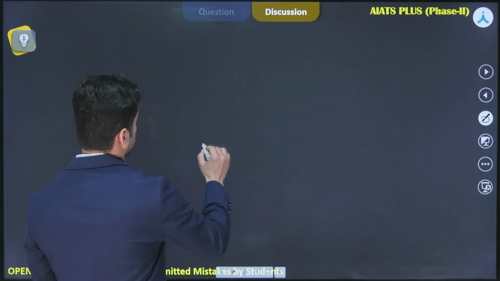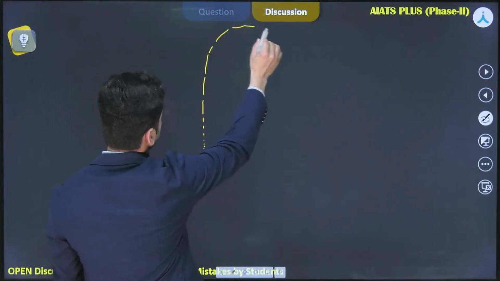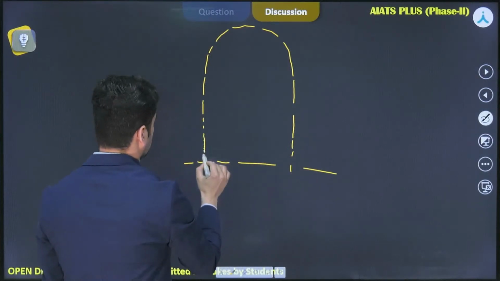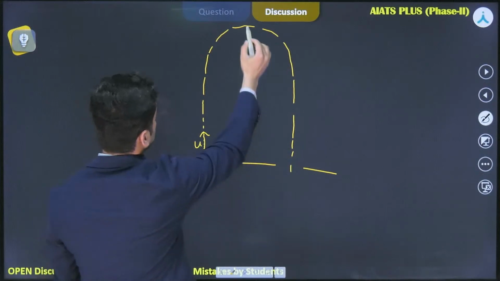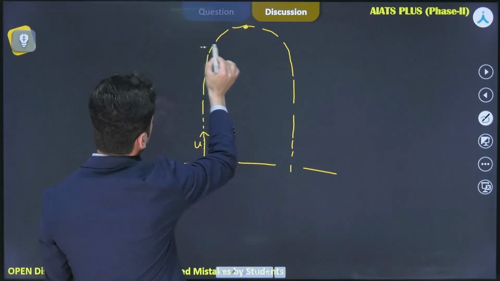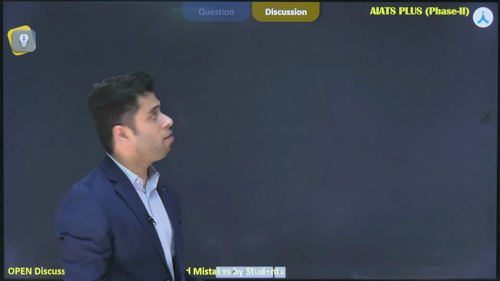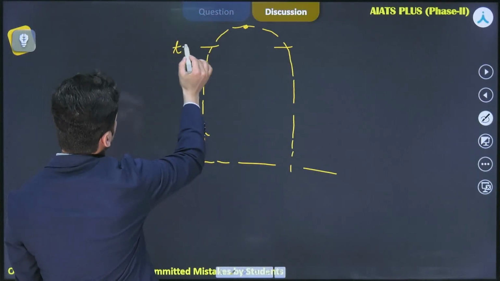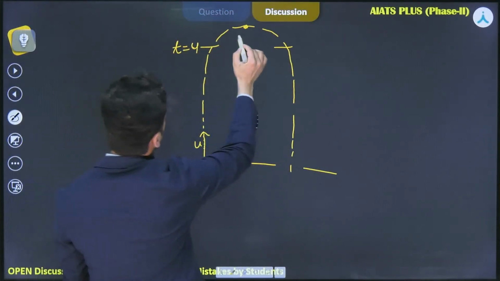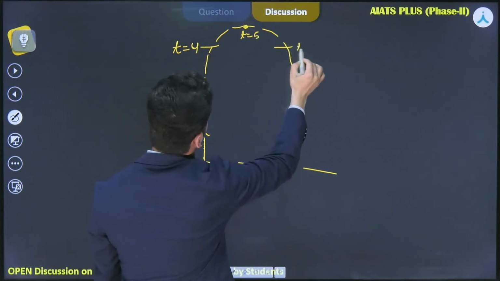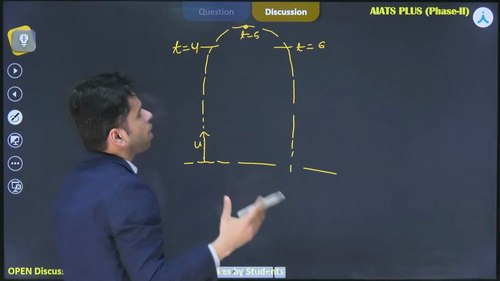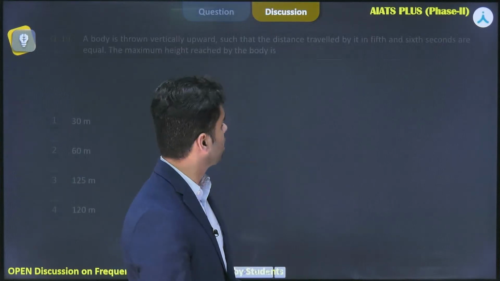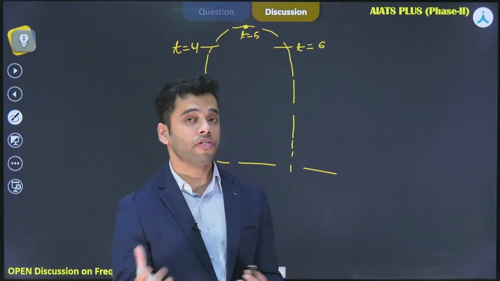So, if I try to draw the trajectory of the body, it will be something like this. Suppose the body is projected with the velocity of u from here. It reaches the maximum height. And the distance traveled by the body in the 5th and the 6th second are equal. So this is t equal to 4, this is t equal to 5, and this is t equal to 6. Between 4 and 5 is your 5th second, and between t equal to 5 and t equal to 6 is your 6th second. That's why they are saying the distance traveled in the 5th and 6th second are equal.